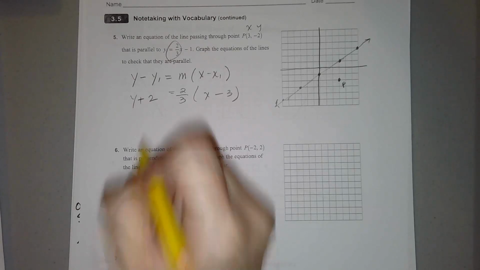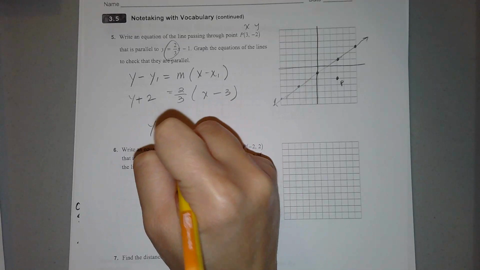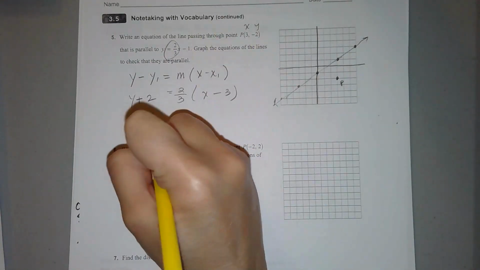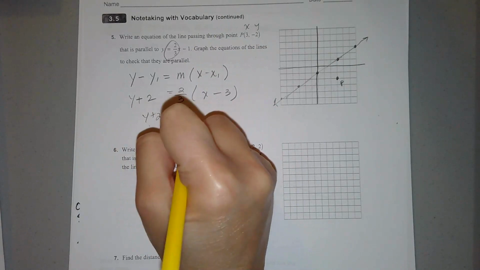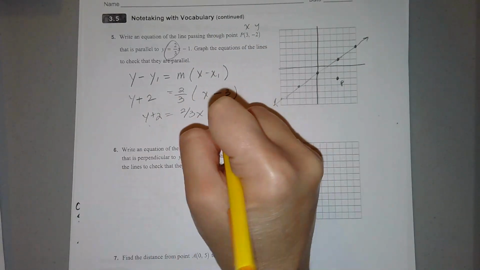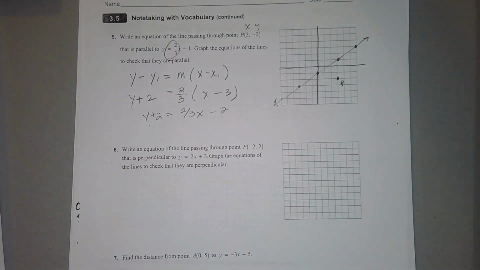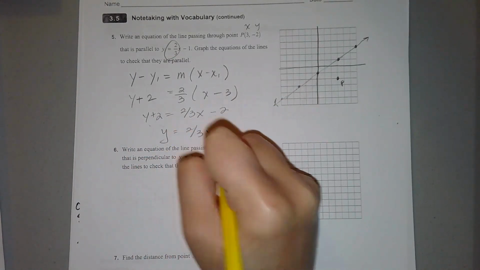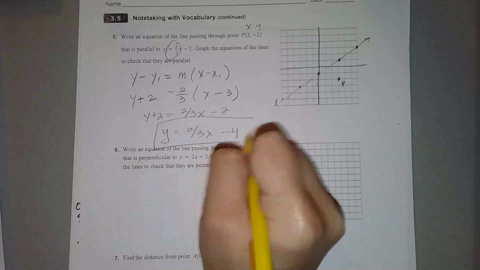All right, I want you to write your equation in slope-intercept form, which means I want you to solve for y. So let's distribute. Well, I should probably do that first. Let's distribute. And then let's go ahead and subtract 2 from both sides.